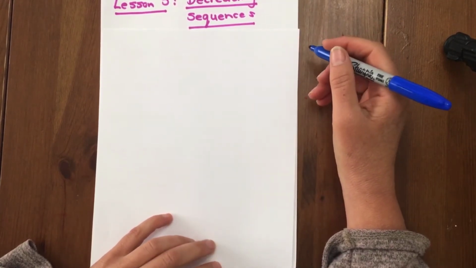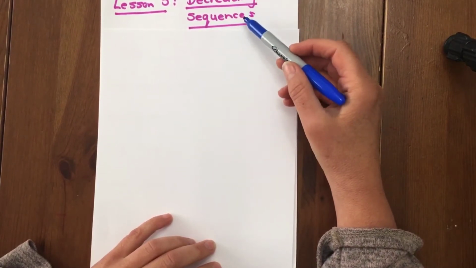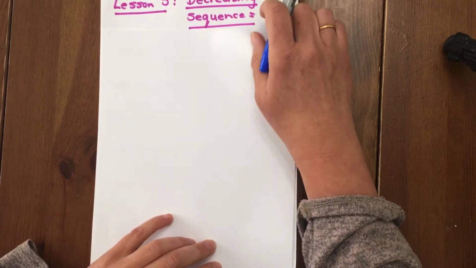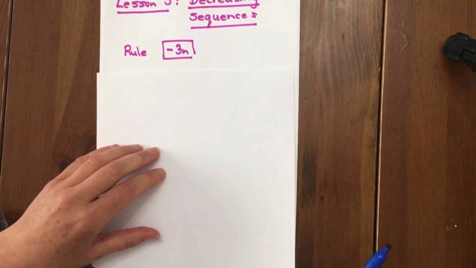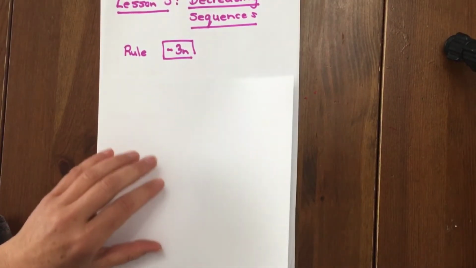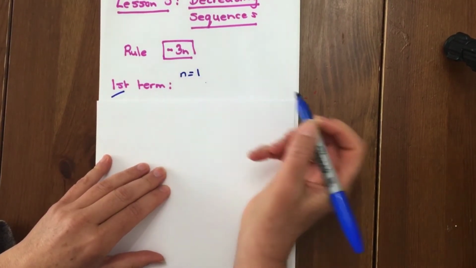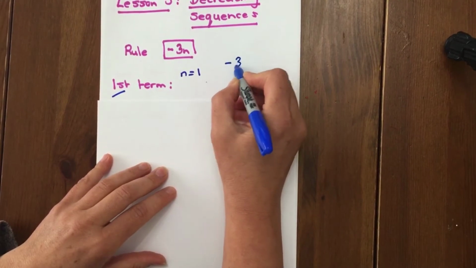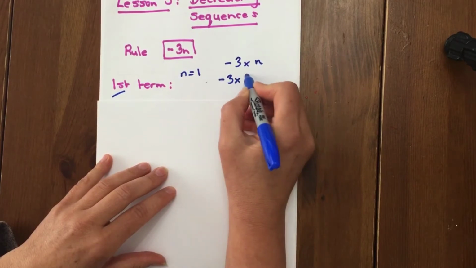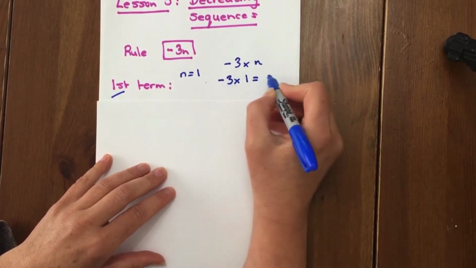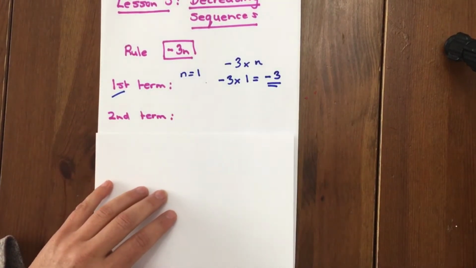Right, so today we are going to look at sequences that decrease. Last lesson we looked at sequences that increased. So for example, say we had the rule negative 3n. The first term is when n equals 1. My rule is minus 3 times n. So n is what changes, my minus 3 stays the same. Negative 3 times 1 will be negative 3. So my first term is negative 3.